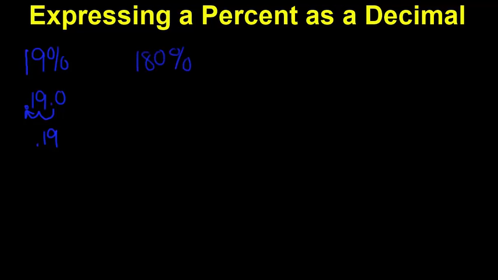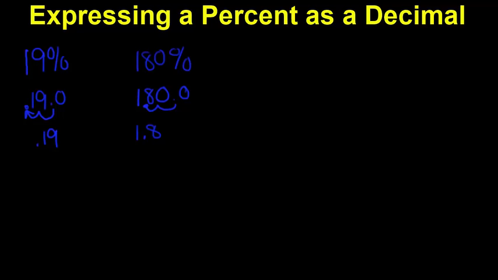So our second example, let's say we have 180%. So we drop the percentage, and remember that that's like 180.0, and we move it to the left 2 places. So now we have 1.8, and we know that the zeros mean nothing behind it, so we can just keep it at 1.8.